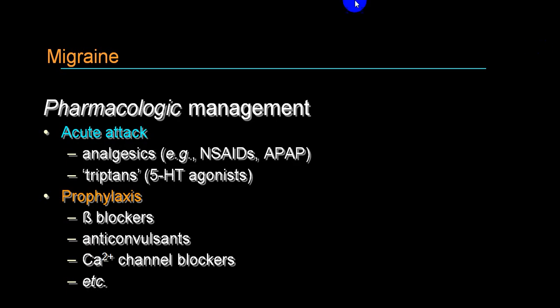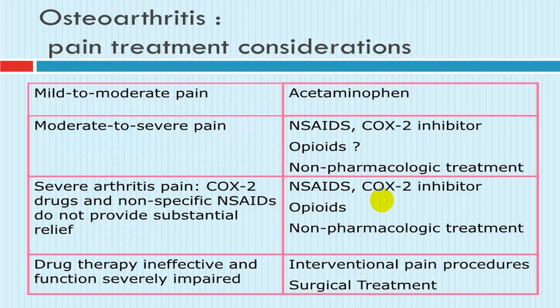For migraine, a triptan, a 5-hydroxytryptamine agonist, is a drug of choice along with a mild analgesic. Naproxen, an NSAID, is very commonly utilized. And for prophylaxis, beta blockers, calcium channel blockers, or anticonvulsant drugs. Most commonly utilized are beta blockers and calcium channel blockers as prophylactic pharmacotherapy. In osteoarthritis, depending upon the severity of the pain, the treatment goes right from paracetamol till you can go for surgical treatment.